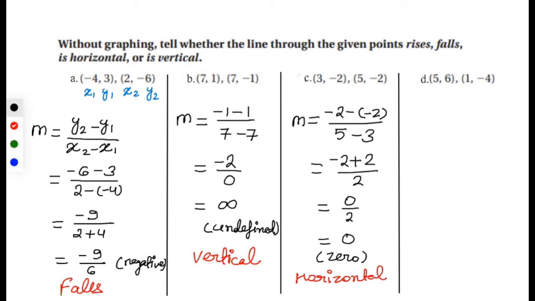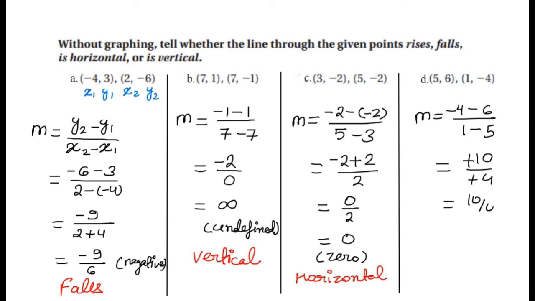Now the last pair. In this one, we can get the value of the slope. We have negative 4 minus negative 6 over 1 minus 5. This time it's negative 10 over negative 4. Just because both the negative signs got cancelled, we've got a positive value right now. So when the slope is positive, the line rises from left to right. Alright, so that's all about this.